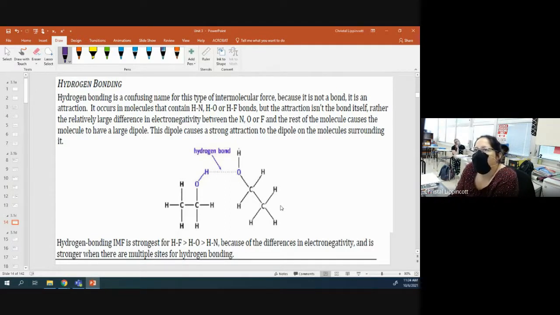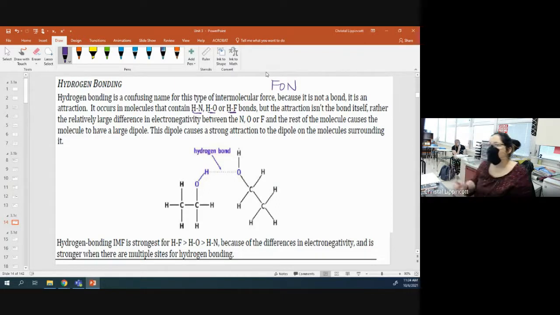All right. Hydrogen bonding is confusing. Again, I don't like the word bond. It's not a bond. It's an IMF. Not the best choice of words, but that's what science has named it. So we're going to have to just try to wrap our brain around it. It occurs in molecules that contain HN, HO, and HF. And we give it an acronym, phone. Is it on the phone? Does it have these bonds in it?